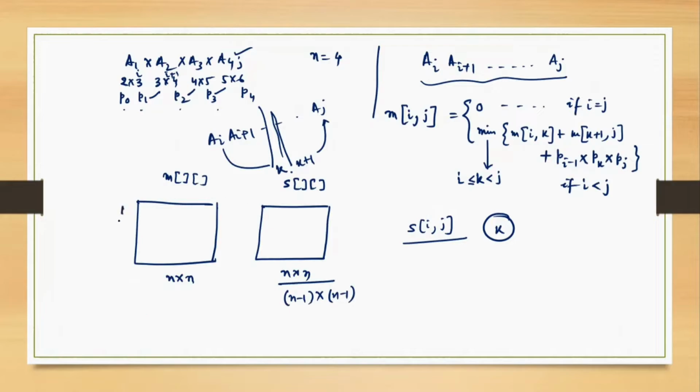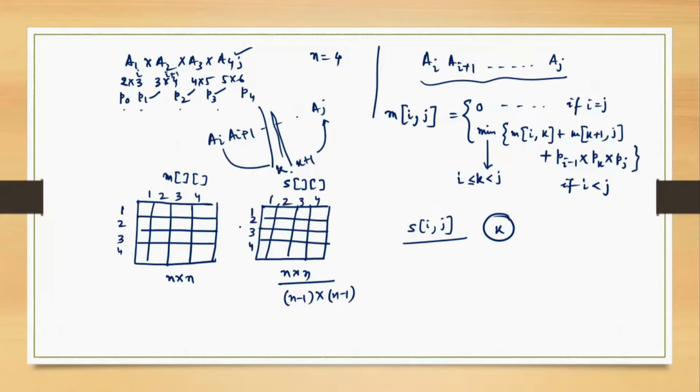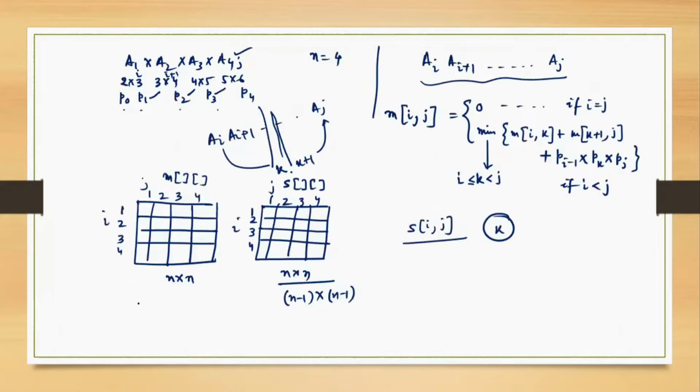So here the first row, second row, third row, fourth row. Then first column, second column, third column, and fourth column. Here also 4 rows, 4 columns. 1, 2, 3, 4. 1, 2, 3, and 4. This is I, this is J, this is I, this is J. Then how to solve the problem?